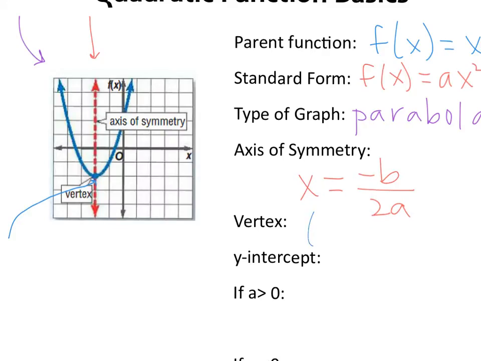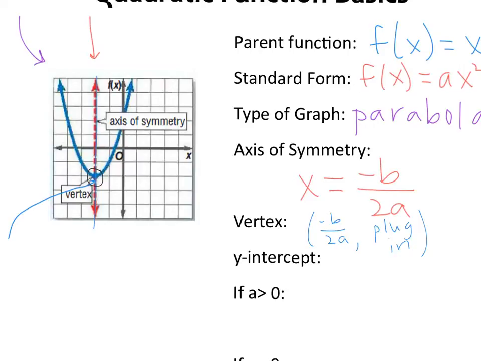is I'm going to have an x-coordinate and a y-coordinate, and the x-coordinate of the vertex is actually what the axis of symmetry is. See how the axis of symmetry, that's this red line here, goes straight through the vertex, so they're going to share the x-coordinate. So that's going to be opposite of b over 2a, and then to get the y-coordinate, I'm going to plug in that value for x into my equation and solve for y.